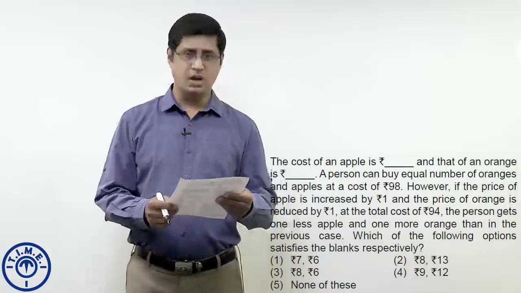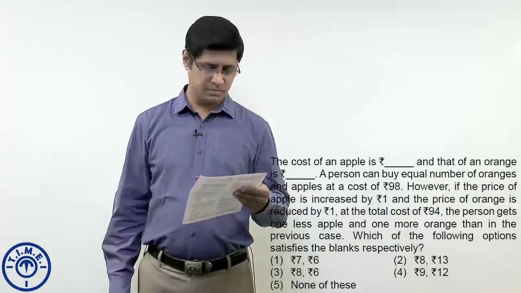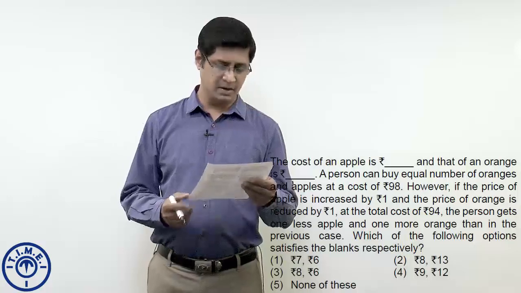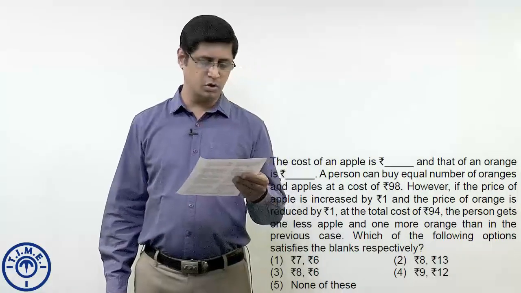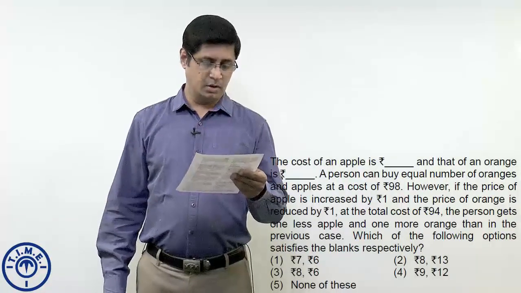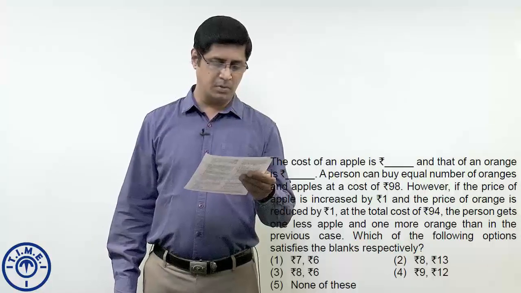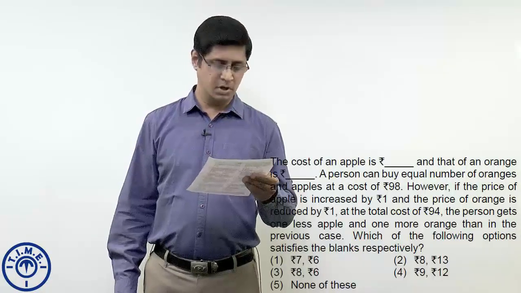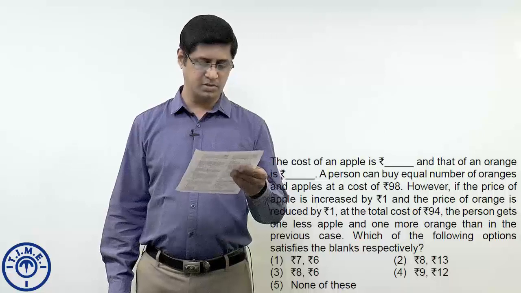Let us discuss the new type of quant questions which appeared in recent bank examinations. Now look at this one. The cost of an apple is rupees blank, and that of an orange is rupees blank. A person can buy an equal number of oranges and apples at the cost of rupees 98.